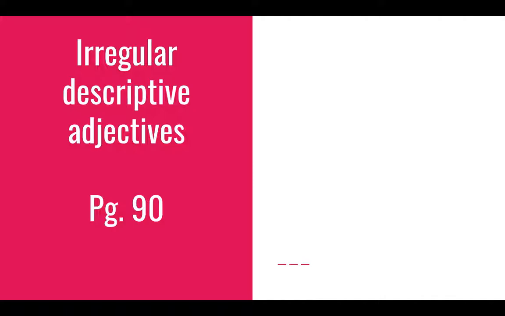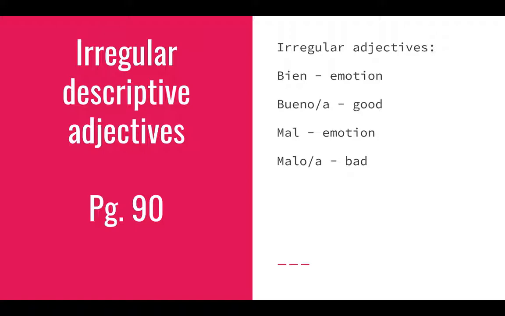Irregular descriptive adjectives are on page 90. We've kind of been confusing these. When we use the word bien, that's an emotion, and you use that with estar. When you say, oh, ¿cómo estás? Oh, estoy bien, I'm good. But if we want to describe someone as a good person, it's bueno or buena, buenos or buenas. And the same thing for mal, as in bad. Oh, how are you doing? Oh, I'm bad, I'm not feeling well, or whatever. But if someone is a bad person or a bad restaurant, malo, mala, malos, malas.